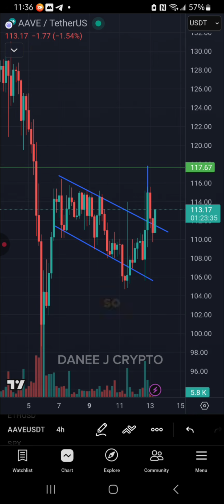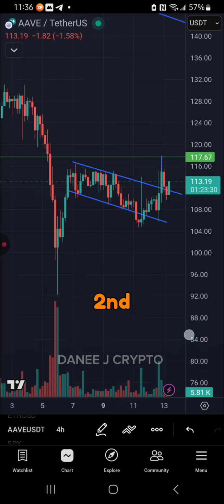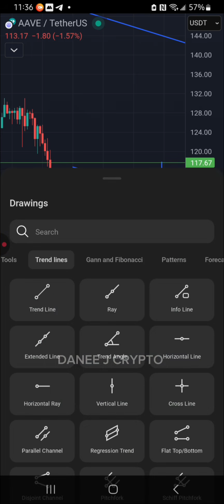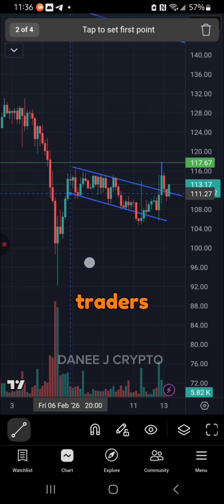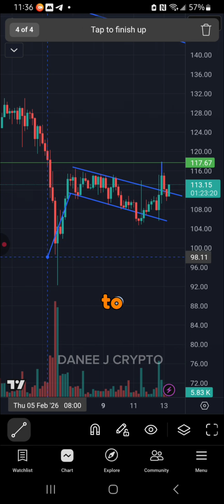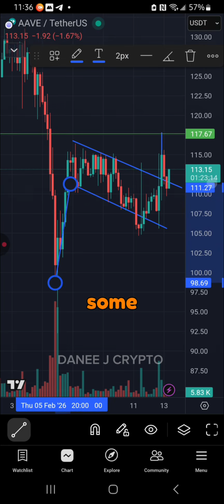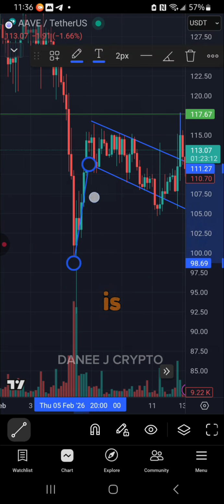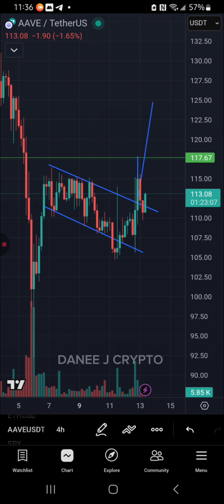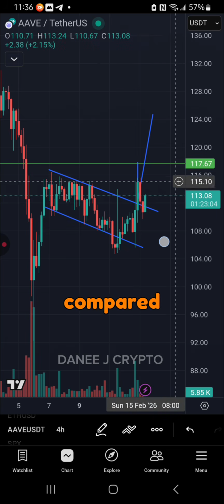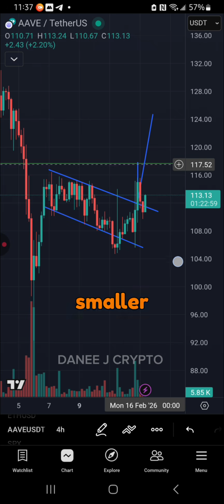But you can go for the second TP. Usually the second TP is always around here. Some pro traders, some big traders, use this second TP to make some real money, because this one is the bigger one. You can use this one to make way more compared to this smaller one, but if you're just starting out, stick to this smaller one.